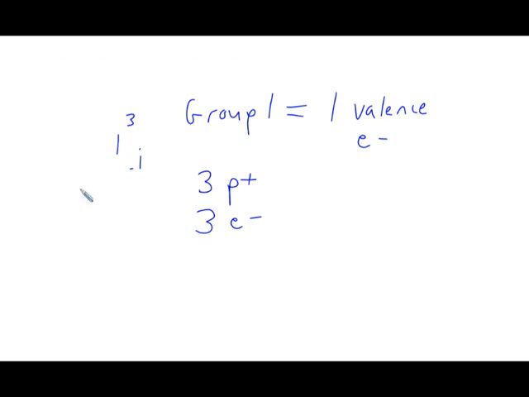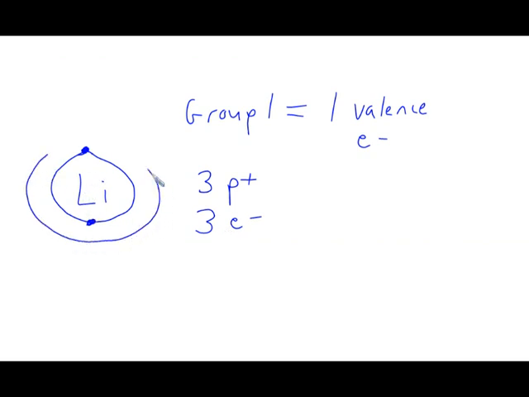So we want to draw what we call a shell model. A shell model shows the different shells, and it shows where the electrons go. We learned in class that the first energy level, the first shell, can hold 2 electrons. Lithium starts out with 3. 2 go in the first shell. That's the most that can go in the first.